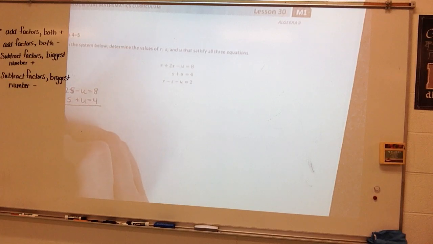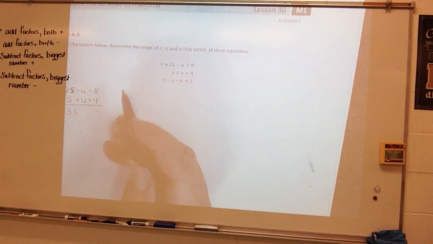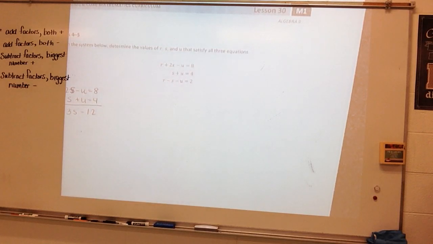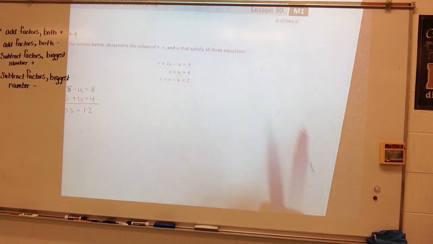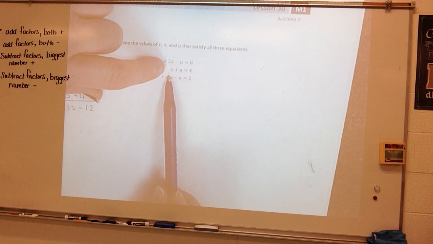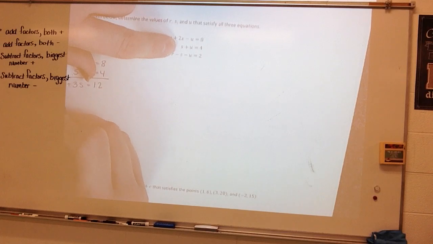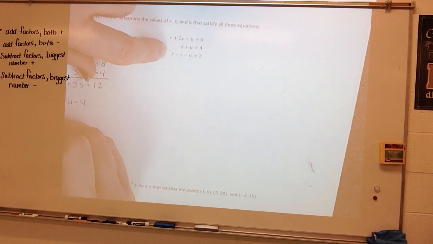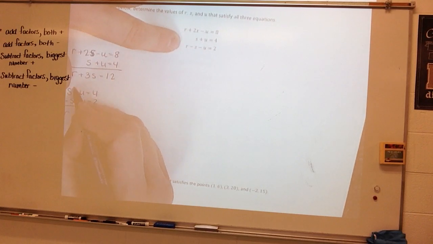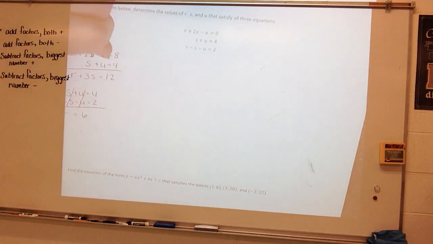Alright, so I get R plus 3S, my U's cancel out, is equal to 12. Alright? So then I can look at this, and if I look at this one's nice. I have S minus S and U minus U, so I can add these two together. And look, I get R, those cancel, is equal to 6. So I already know what R is equal to.